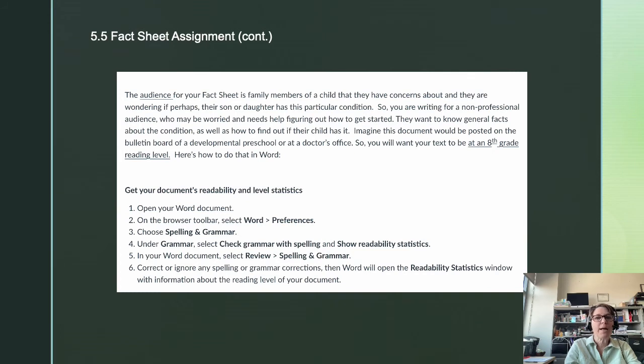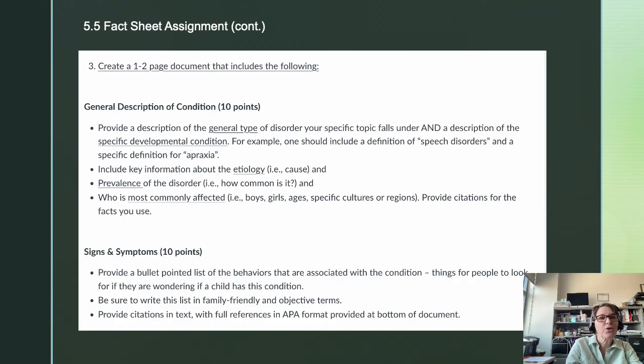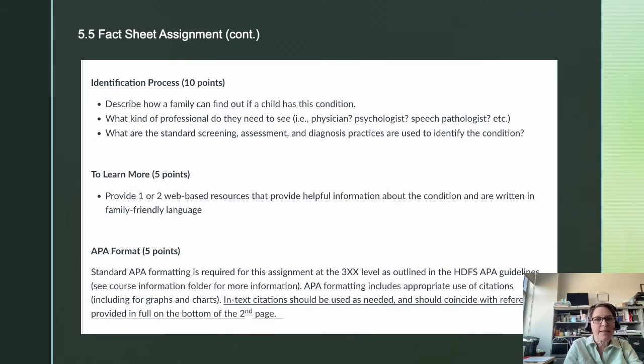So I've included ways to access the readability statistics of a document that you're writing and try really hard to create a fact sheet, 1 to 2 pages, that goes into the specific details that we provide to you throughout the guidance, and do it in a way that a parent or a teacher could look at that fact sheet and really have a better idea of what this condition is all about.